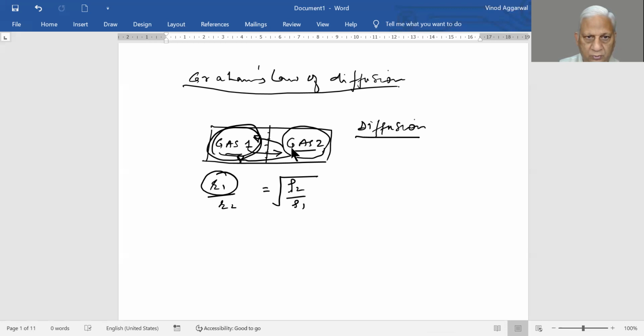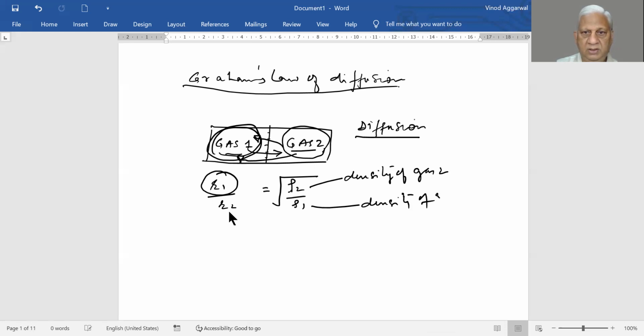Rate of diffusion of 1 into 2 divided by rate of diffusion of 2 into 1 is given by the inverse of the square root of their densities. This is density of gas 2. This is density of gas 1. This basically means lighter the gas, faster it will diffuse into the other one.